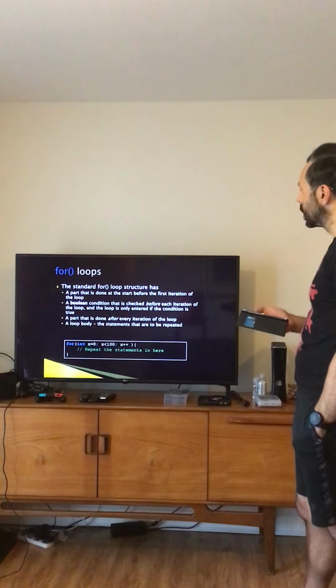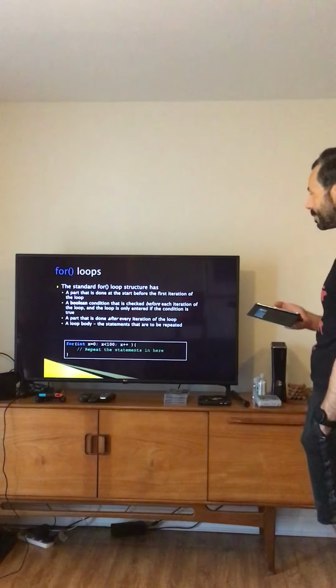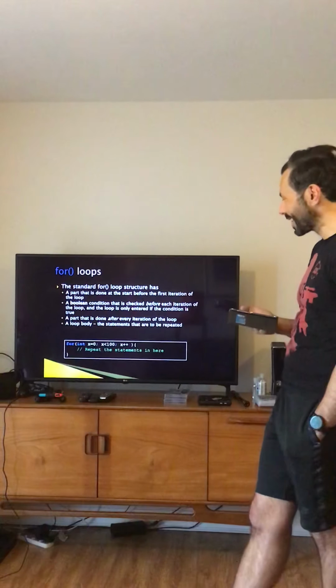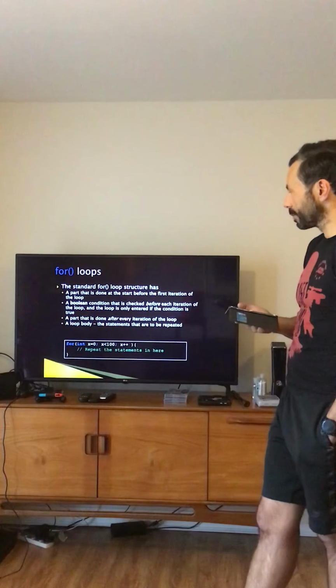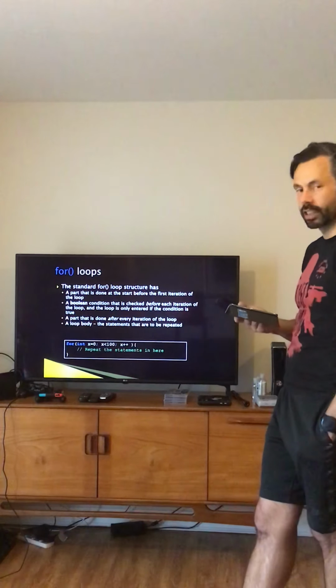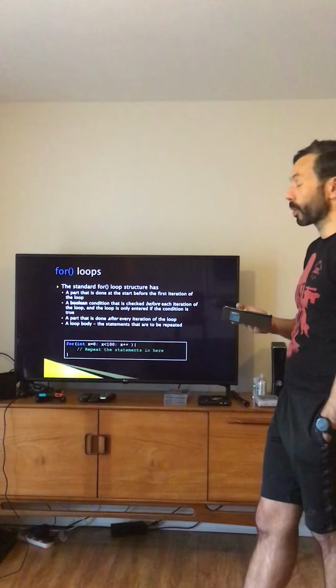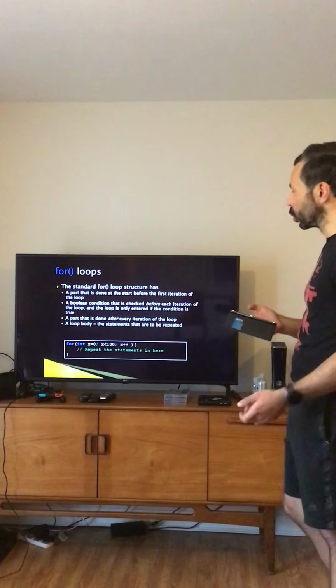Okay. So that's just to show you that. So the standard for loop structure: a part that's done at the start, the first iteration of the loop; a Boolean condition that's checked before each iteration of the loop, and the loop is only entered if that condition is in fact true; and a part that's done after every iteration in order for the loop to progress, okay? And the loop body, the statements that are in fact to be repeated. So it looks like that.